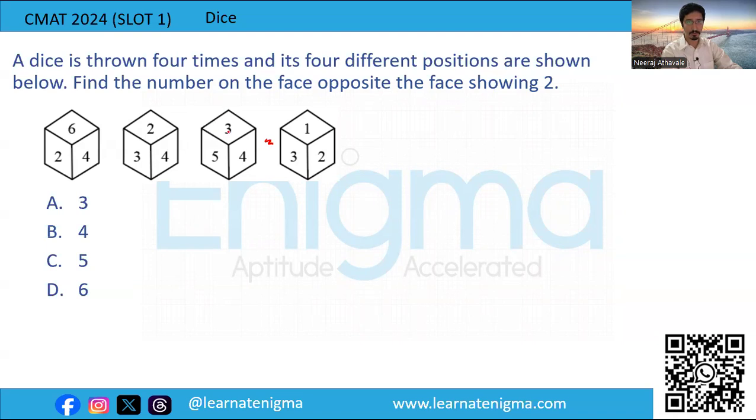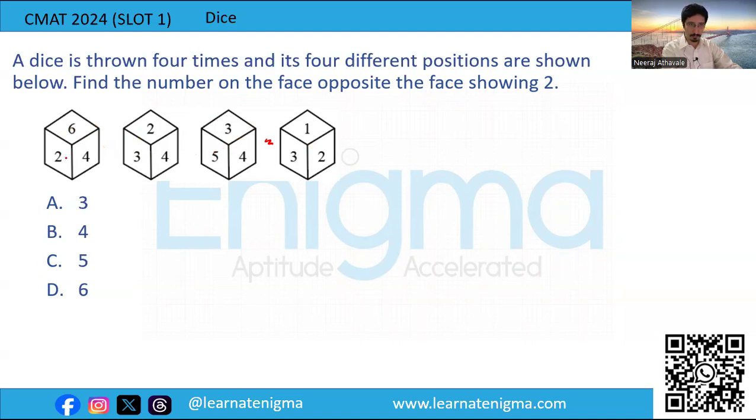A dice is thrown 4 times and its 4 different positions are shown below. Find the number on the face opposite the face showing 2. So looking at these 4 different figures and the options, we can start eliminating from the options.